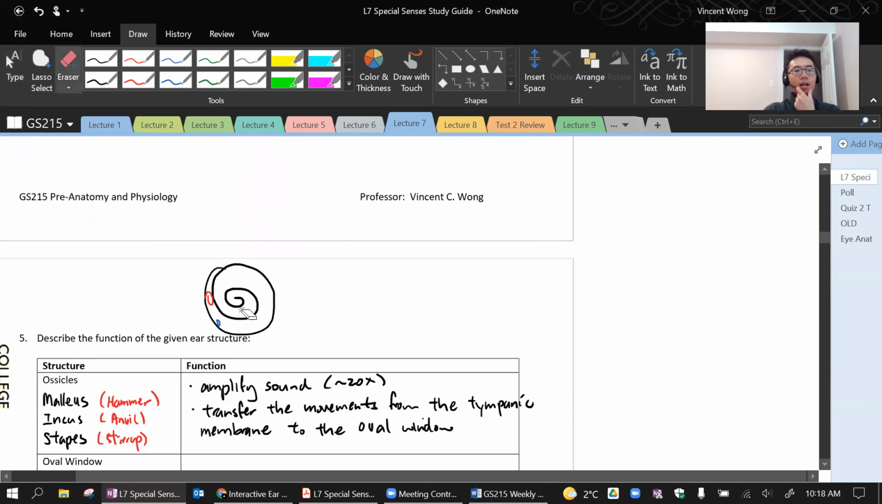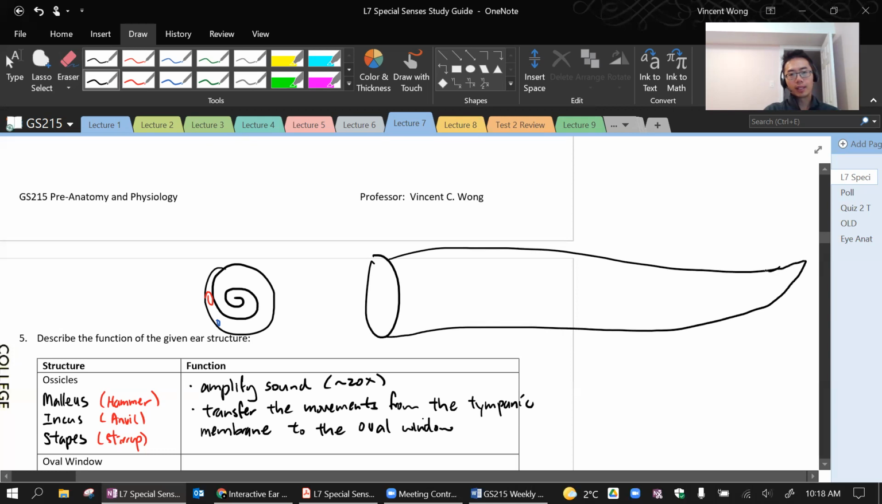Okay, so I'm going to unroll it into a long tube like this. If you just take the snail shell and unroll it, that's pretty much what it's going to look like. On the inside, there are actually three separate channels. There's a top channel, a bottom channel, and I'm just going to draw the middle one here to show you. Know that there is also a top chamber and a bottom chamber, and it's filled with fluids.